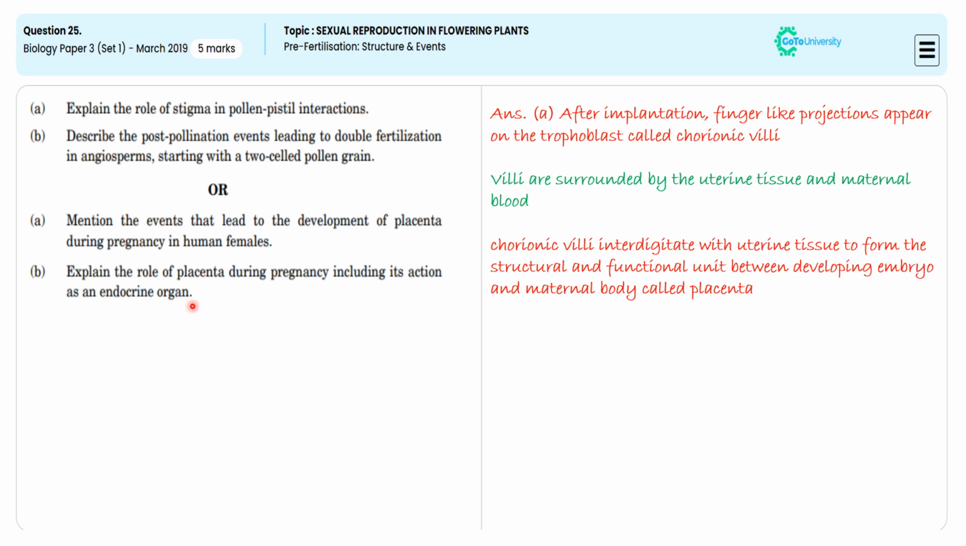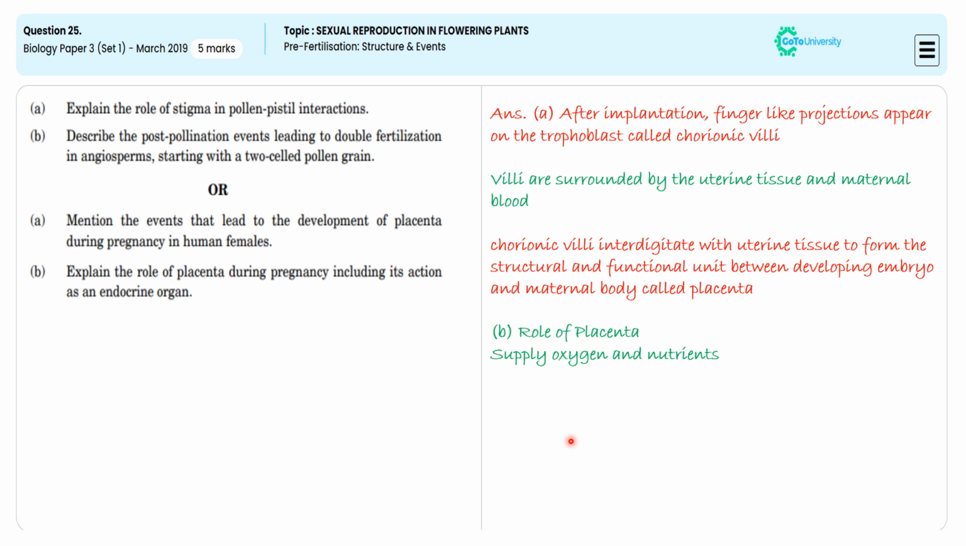In the second sub-question, they are directing us to specify the role of the placenta in pregnancy, and they are directing us to specify its endocrine secretion. For this, we illustrate that the role of the placenta is to circulate the oxygen and nutrients. For this illustration, we are getting 1 mark. And for specifying the removal of carbon dioxide and excretory products, for this illustration, we are getting half a mark.